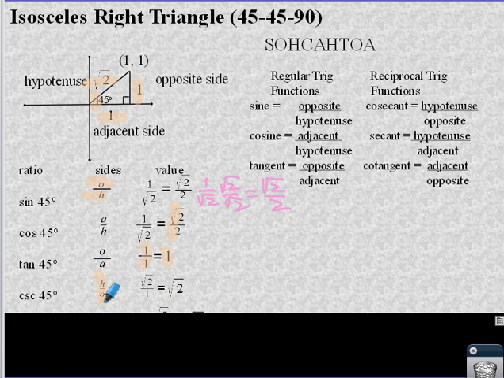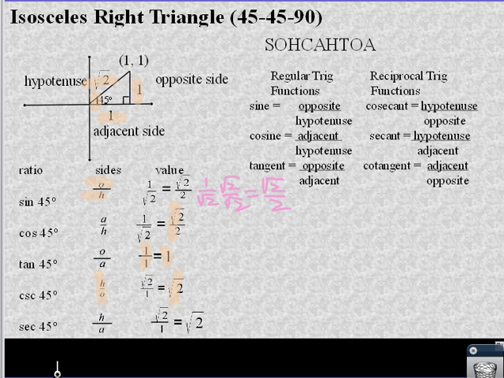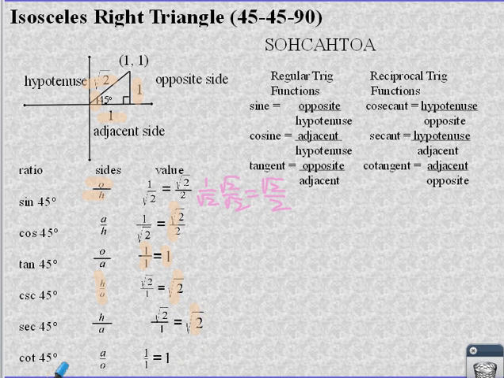Cosecant is hypotenuse over opposite, which is going to be the square root of 2 over 1, which simplifies to just the square root of 2. Secant is the reciprocal of cosine, so it's going to be hypotenuse over adjacent, square root of 2. And cotangent is adjacent over opposite, which is 1. So you need to know your special triangles, and you need to know your ratio of sides. And from that, you're going to figure out your trig ratios.